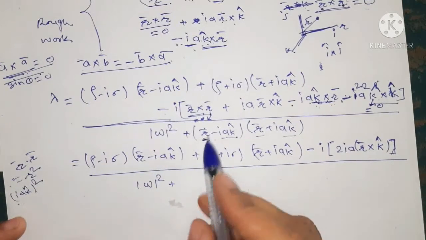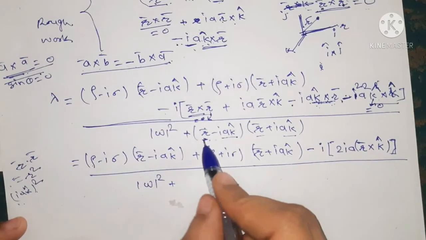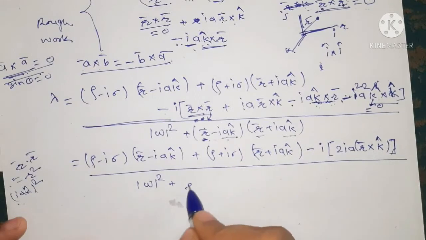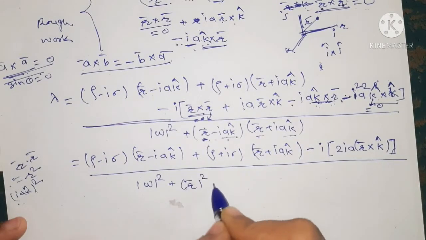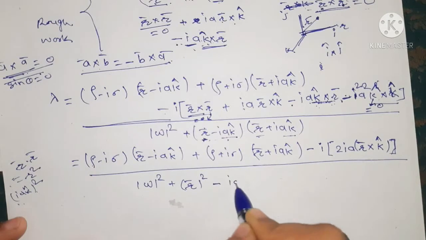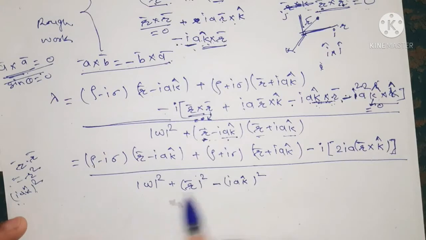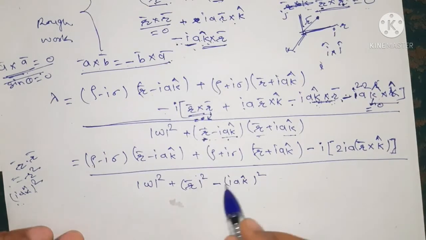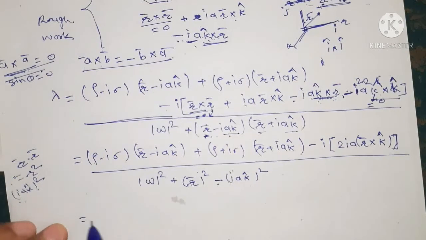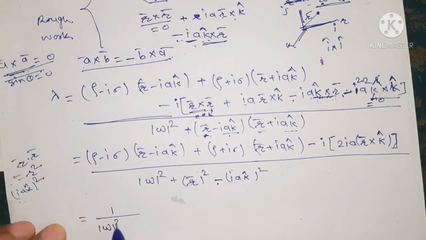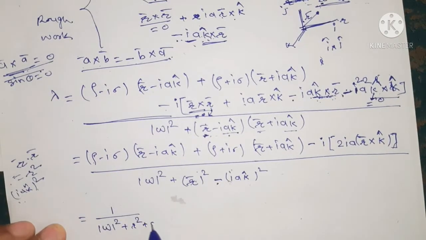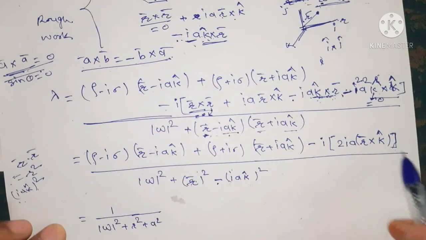Okay, so we apply here the formula of a minus b and a plus b. So we have r bar square minus I a cap its square, so that is equal to r square plus a square. Okay, we write here, because I square is minus 1, so minus minus gives plus here. So we write 1 upon omega square plus r square plus a square. Okay, so we are taking the denominator and we write this whole numerator in a bracket term.